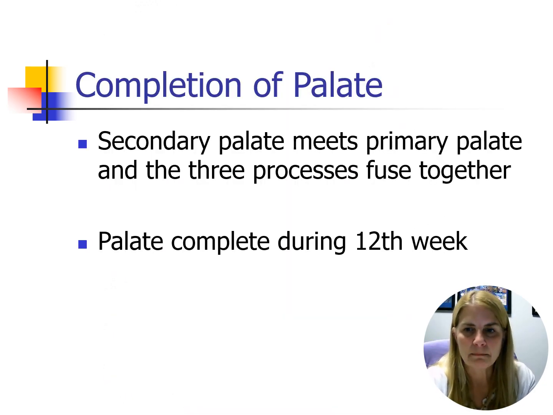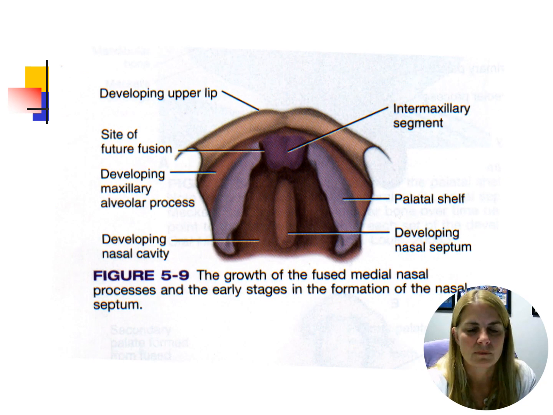The secondary palate meets the primary palate, and all three of those processes fuse together. The palate is complete during the 12th week. The oral cavity is now completely separated from the nasal cavity at this point. In this picture, we can see the growth of the fused medial nasal processes going into the dark purple intermaxillary segment. We can see the start of the palatal shelves that came from the maxillary processes, and all of this is the start of the palate forming.